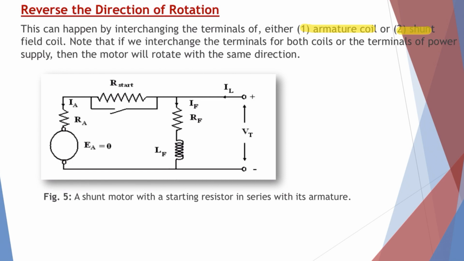Figure 5. This is a shunt motor with starting resistors. These are only for starting, to reduce the starting current, because we have a high starting current. So we are using it just for starting, then we can cancel this resistance after the motor is running.